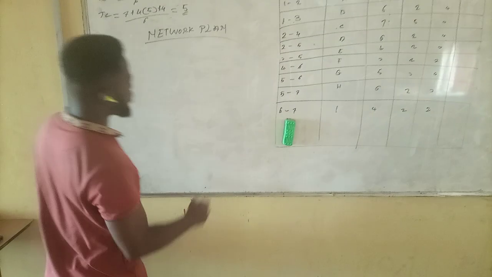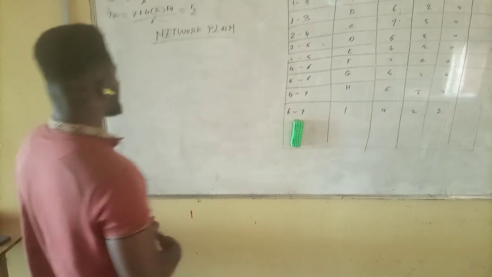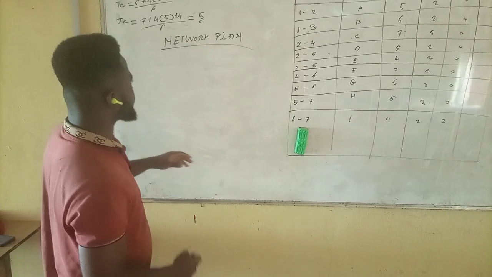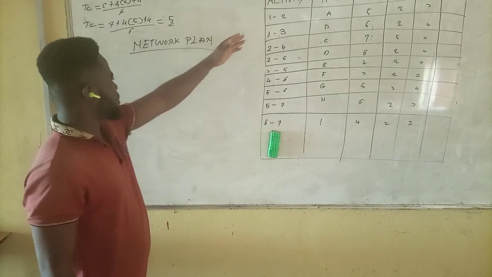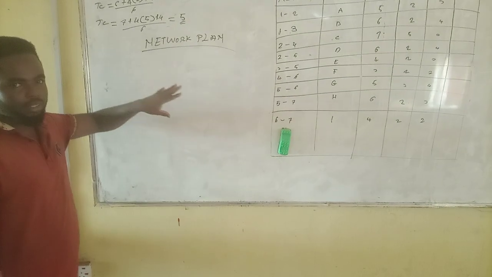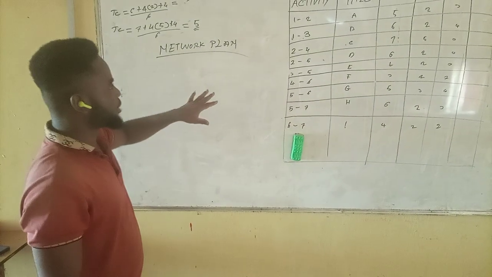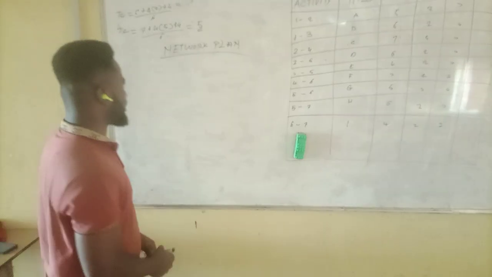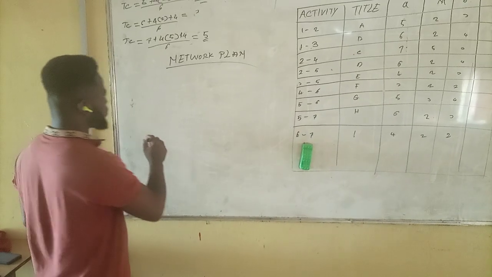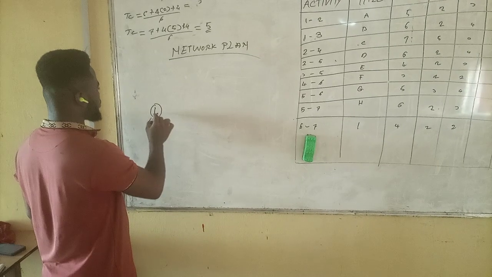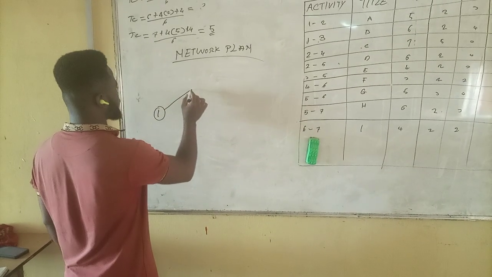To draw the network plan. So in drawing the network plan, now here is the first diagram. That's what we are going to draw now, which is the first diagram. And we are using these activities here to draw the first diagram. So we are kicking off from what? From activity 1. From activity 1, we will go straight to activity 2.